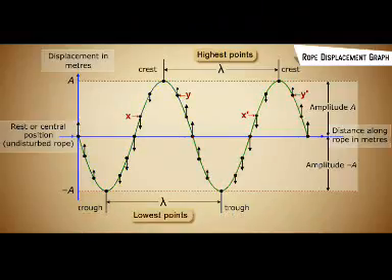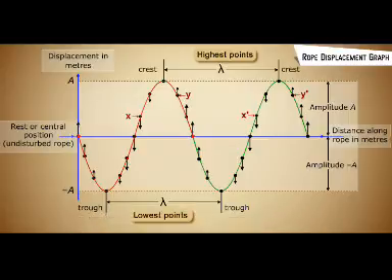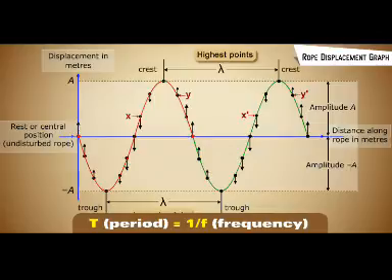Period is the time taken for one point in the wave to complete one oscillation. This is also the time taken to produce one complete wave. The unit for period is second. This implies that the equation relating period T and frequency f is given by T is equal to 1 over f.